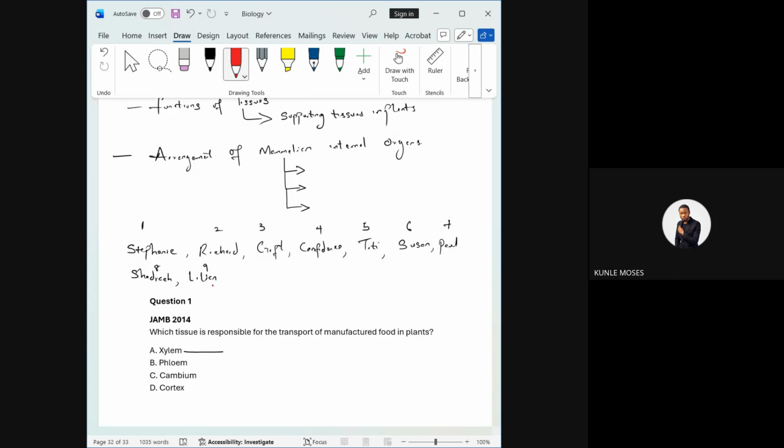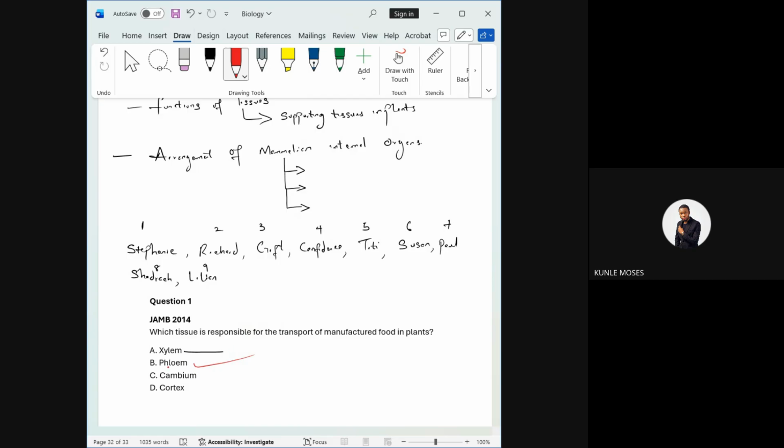Stephanie, the answer is B, not xylem. Who can tell me the responsibility of xylem? Suzanne? Okay, xylem transports food in plants? It transports what? Okay, xylem transports water. Very good. Richard, you just press your unmute. You transport the water. Very good.